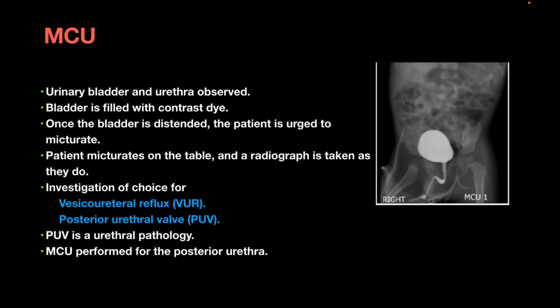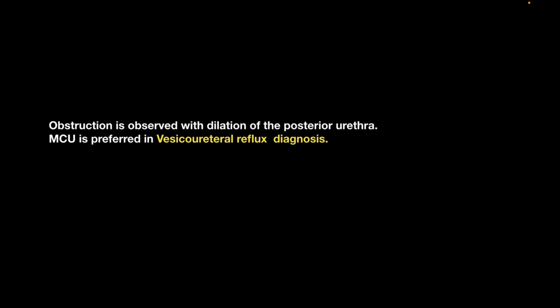Now the next modality is micturating cystourethography. It is the investigation of choice for vesicoureteral reflux and posterior urethral wall pathologies, in which we observe the urinary bladder and urethra. The bladder is filled with contrast dye, and once the bladder is distended, the patient is urged to micturate. The patient micturates on the table itself and a radiograph is taken as they do. As I said, it is the investigation of choice for vesicoureteral reflux, and posterior urethral valve obstruction is observed with dilatation of the posterior urethra.